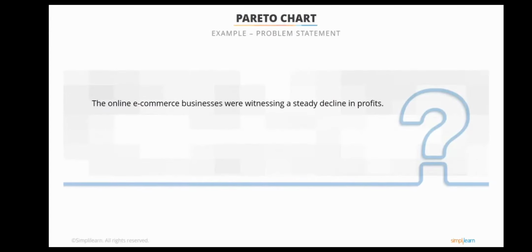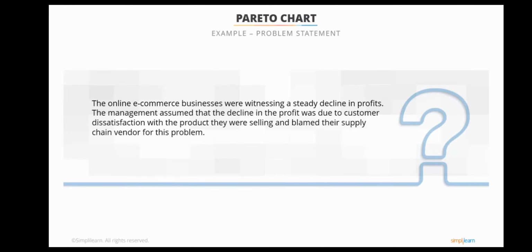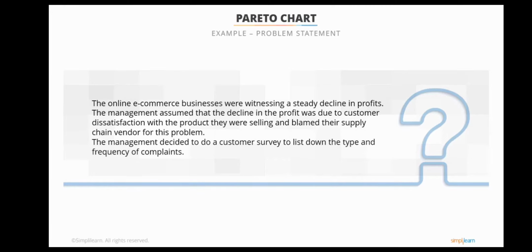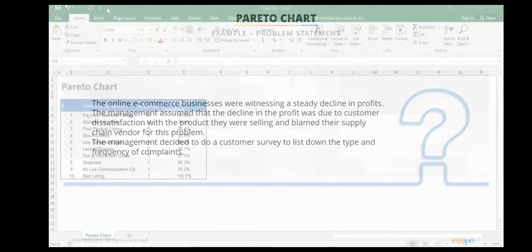An online e-commerce business was witnessing a steady decline in profits. Management assumed that the decline in profit was due to customer dissatisfaction with the product they were selling and blamed their supply chain vendor for this problem. So management decided to do a customer survey to list down the type and frequency of complaints.